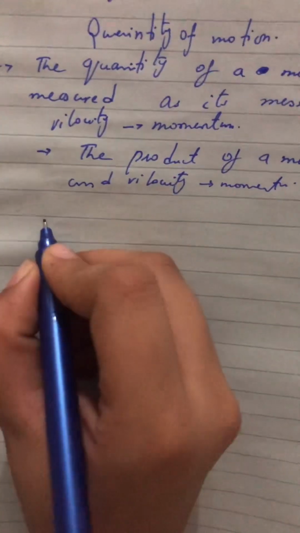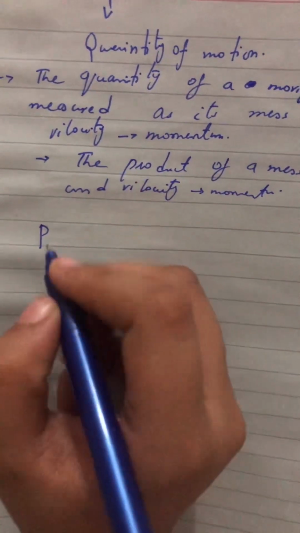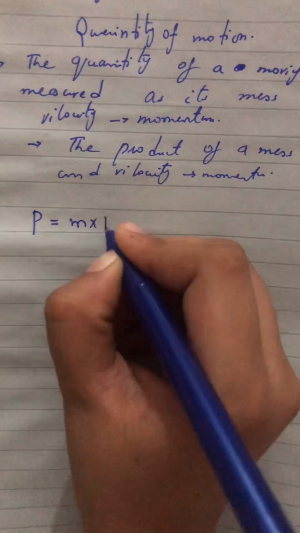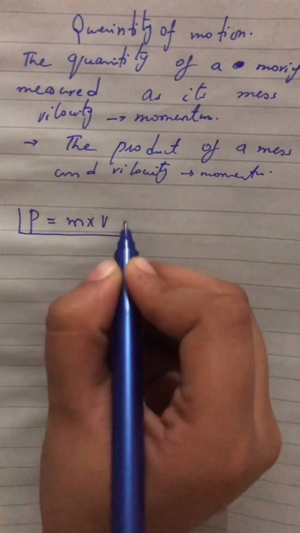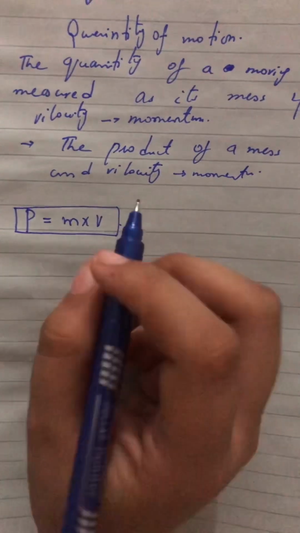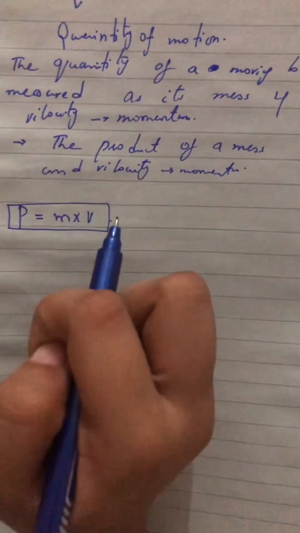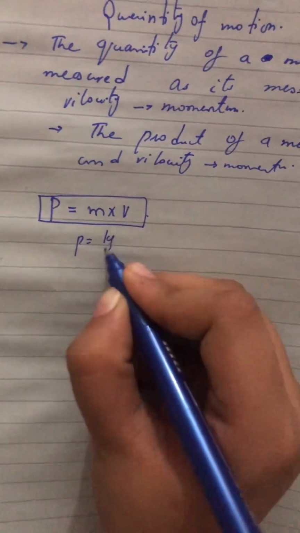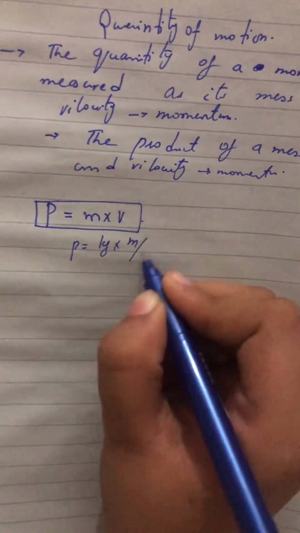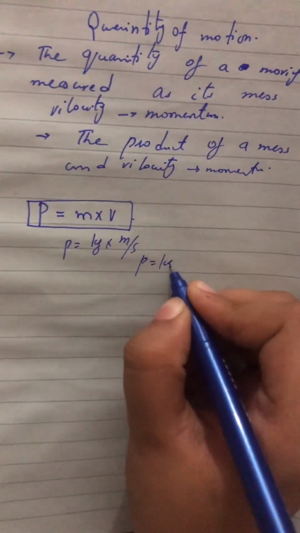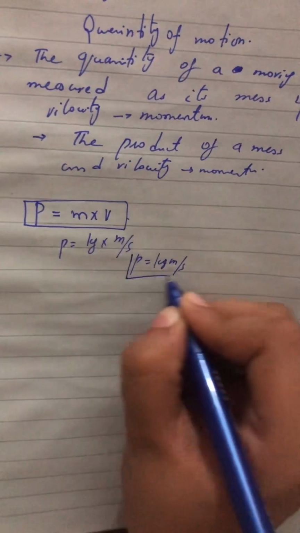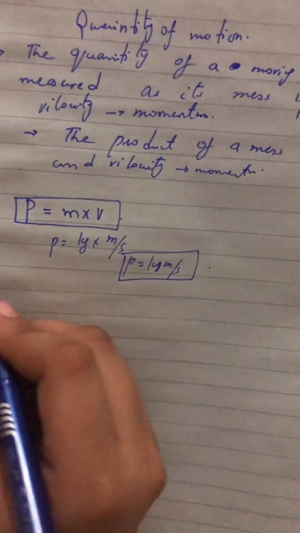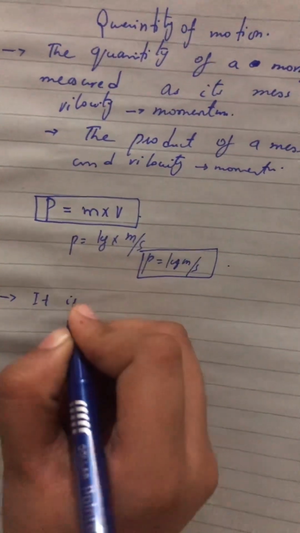So the formula is that momentum is denoted by P. P is equal to m into V, which is mass and velocity, because the product of mass and velocity is called the momentum. What is the unit of mass? That is kg. And what is the unit of velocity? That is meter per second. So the unit of P is kg meter per second.